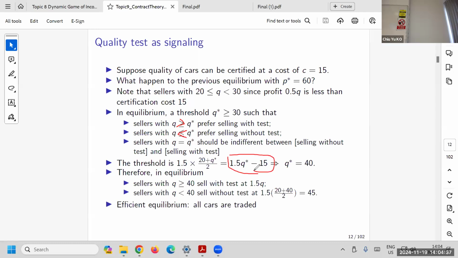So there will be an equilibrium, and this cutoff equilibrium makes sense. For those more than 40, they will test and sell at 1.5 Q. And those below 40 will go without test and sell at $45. All right. So that would be the simple model with test. So they verify.